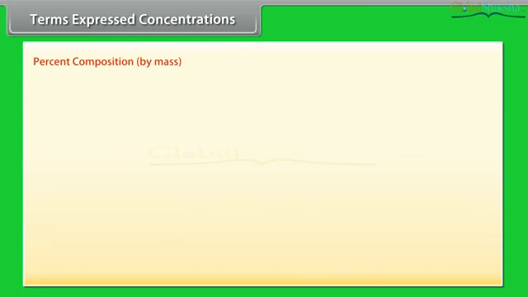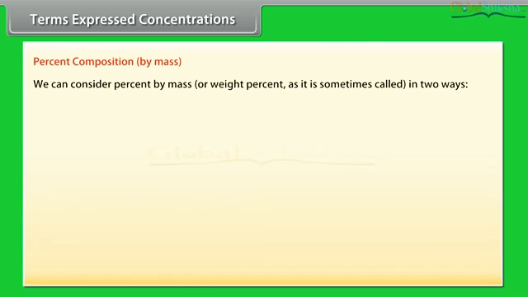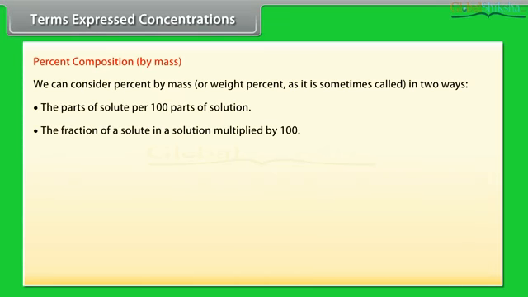Terms expressed concentrations. Percent composition by mass. We can consider percent by mass, or weight percent as it is sometimes called, in 2 ways. The parts of solute per 100 parts of solution. The fraction of a solute in a solution multiplied by 100. Percentage by mass is equal to mass of solute upon mass of solution into 100.